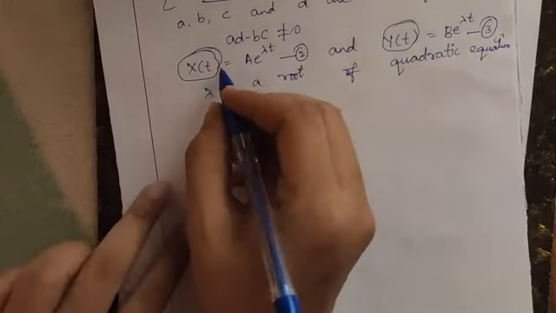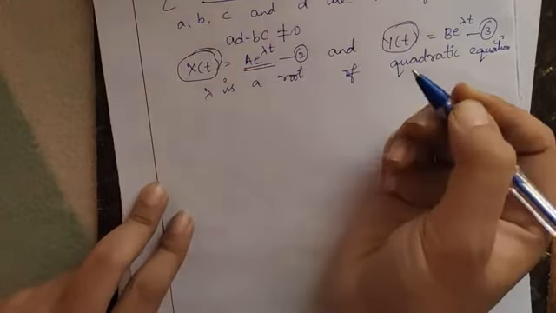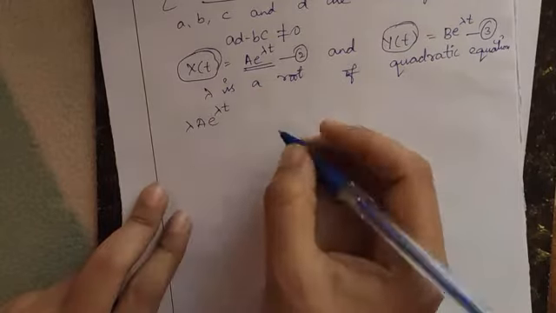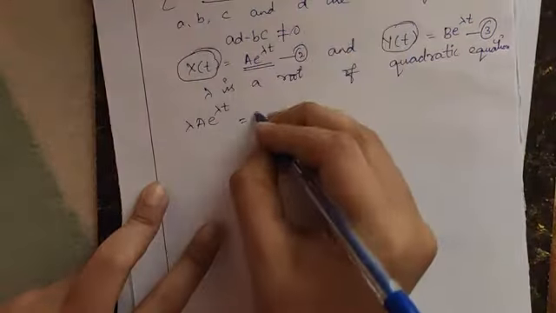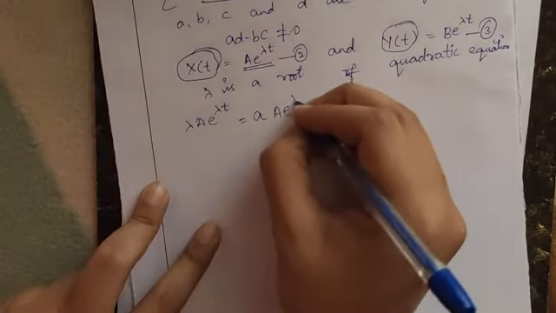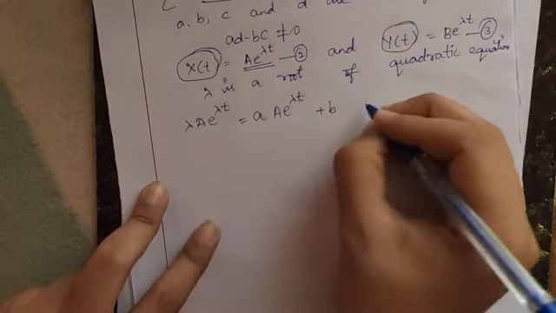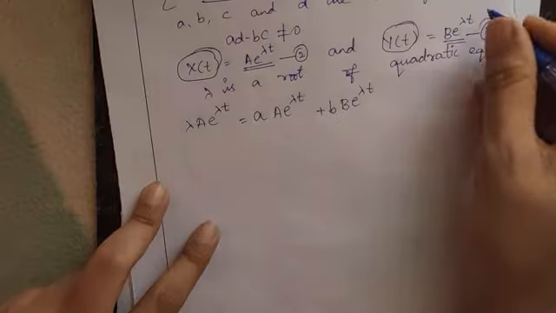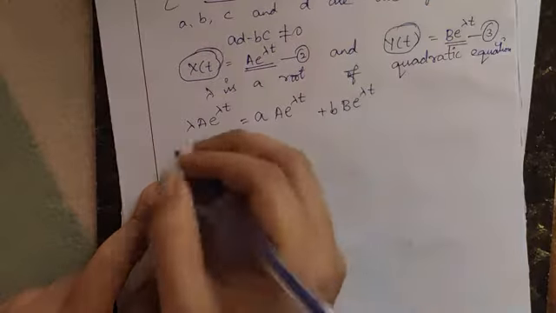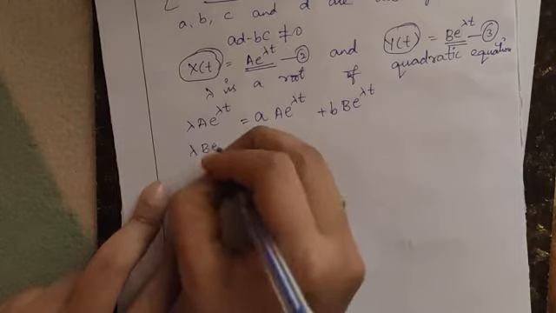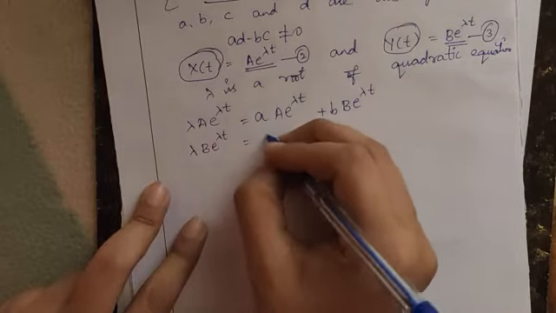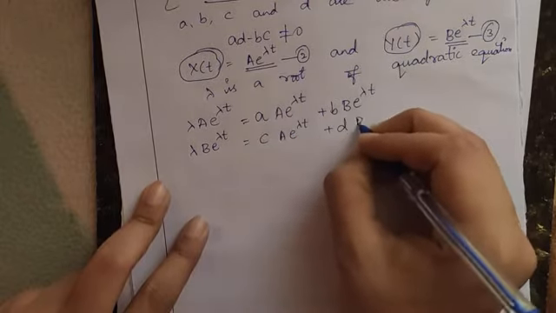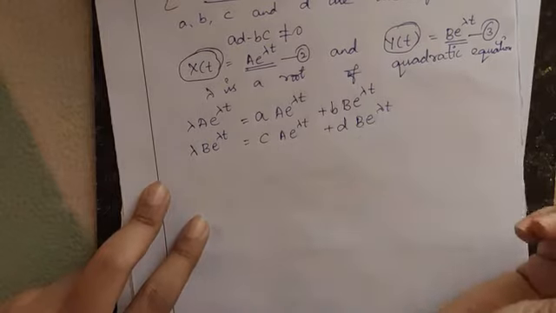So what is dx by dt now? I have to differentiate this with respect to t, right? So I will get lambda into a into e power lambda t, which is equal to a x of t plus b y of t, that is a into e power lambda t plus b into e power lambda t. Similarly, dy by dt is lambda into b into e power lambda t, which is equal to c into a into e power lambda t plus d into b into e power lambda t.